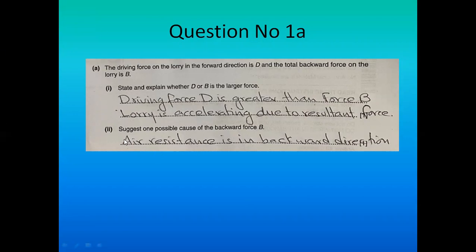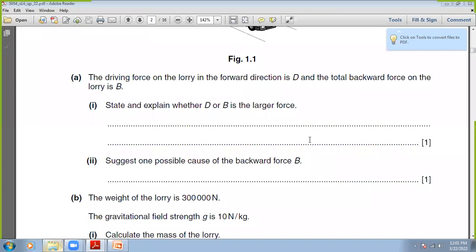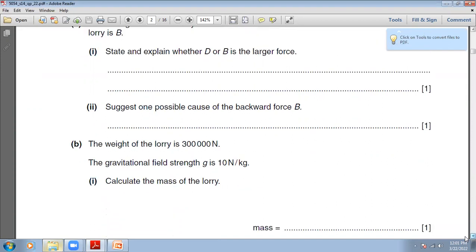The next question, in the second part, is: suggest one possible cause of the backward force B. The backward force B is due to the air resistance experienced by the lorry. So my answer is air resistance in the backward direction. So question number 1, part A, the second portion, we are also done with this. This was a 1 mark question. So let's move to the next, part B.